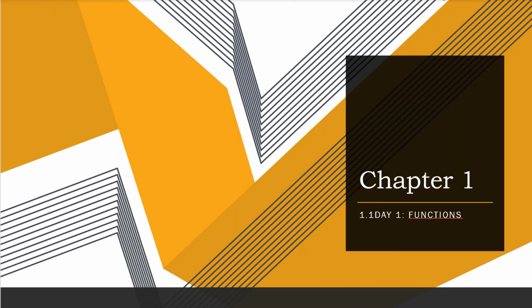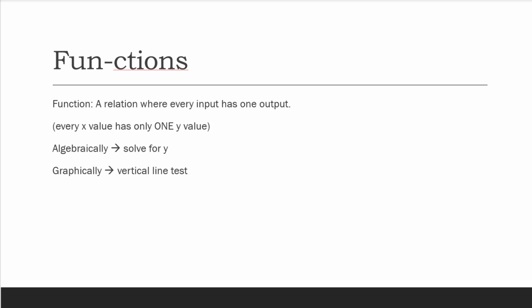Chapter 1, An Introduction to Functions. We start with the definition of a function. A function is a relation where every input has one specific output. When we use the word input, we're referring to the x values, and when we use the word output, we are referring to the y values.